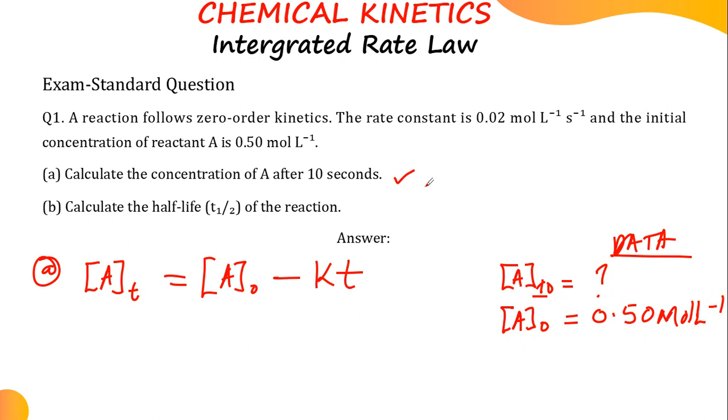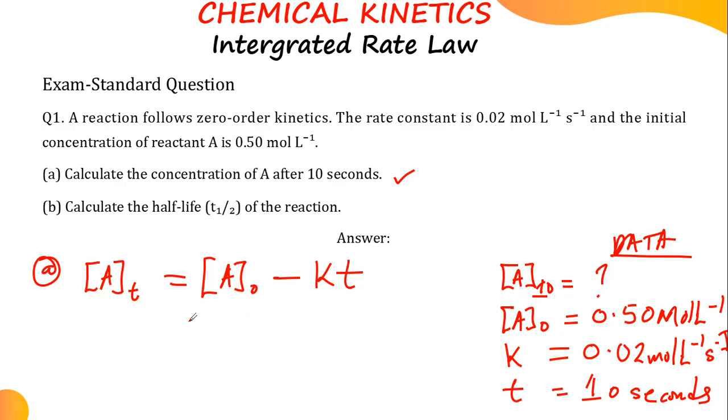Now, what else have you noticed here? Do we have the rate constant? Yes, the rate constant K we have. What's that? 0.02 moles per liter per second. Then what else do we have? Time also, T, which is what? What's the time? 10 seconds.